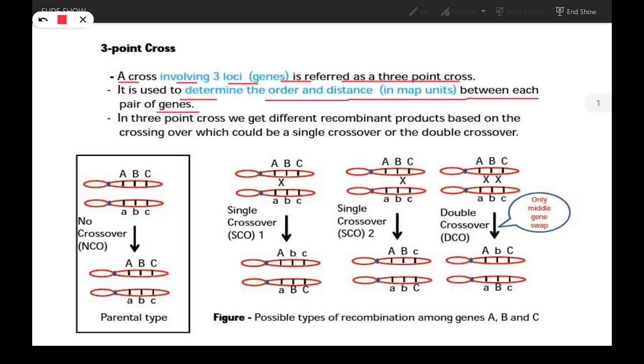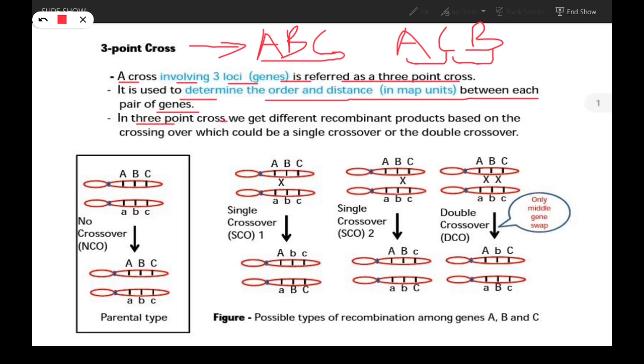So what is it saying? The 3-point test cross helps us determine the order of genes, whether they are in the order A, B, C, or A, C, B. It tells us the order of the genes and the distance between A and C, and C and B. It tells us the distance between those 3 genes, right? Either they are linked together, close by, or far away. In a 3-point test cross, we get different recombinant products based on the crossing over, which could be single crossover or double crossover, right? So let's see.